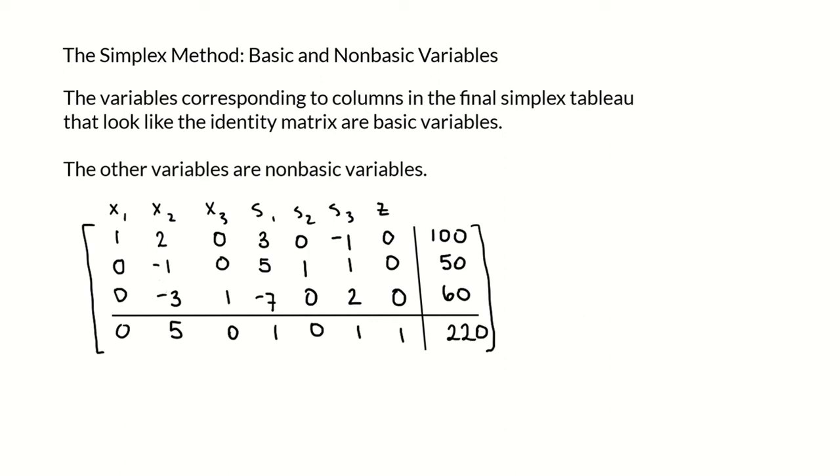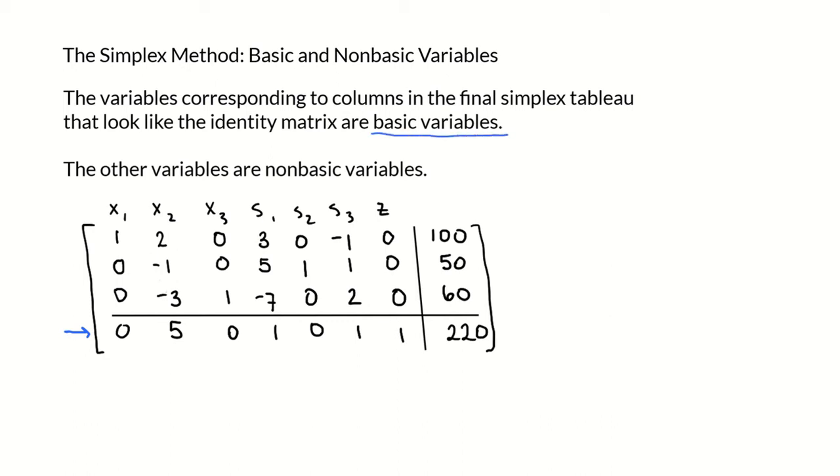The final simplex tableau is obtained when no more pivoting can be completed. That means that in the final row there are no negative values. So once we have a matrix that looks like this, with no negative values in the last row, the variables corresponding to the columns in this table that look like the identity matrix are called basic variables.